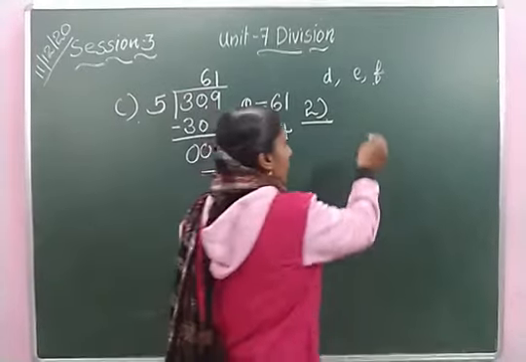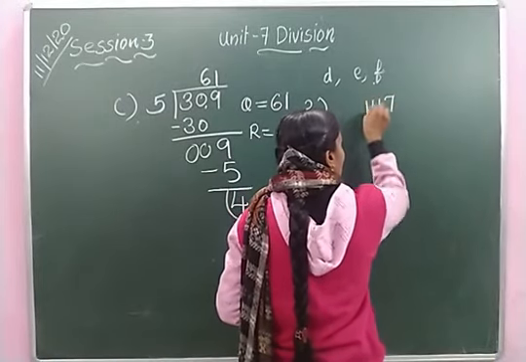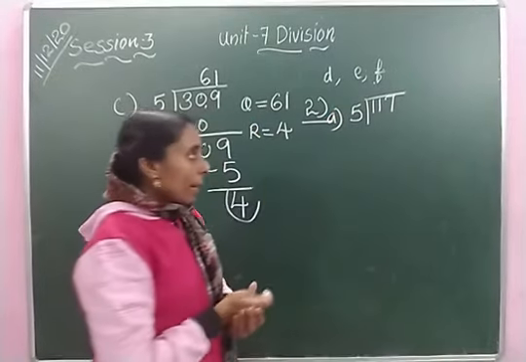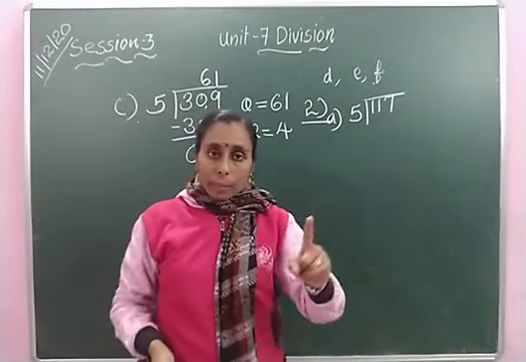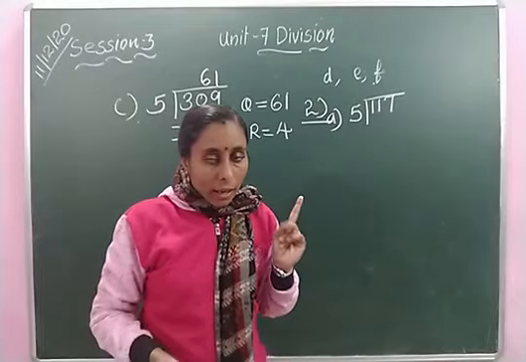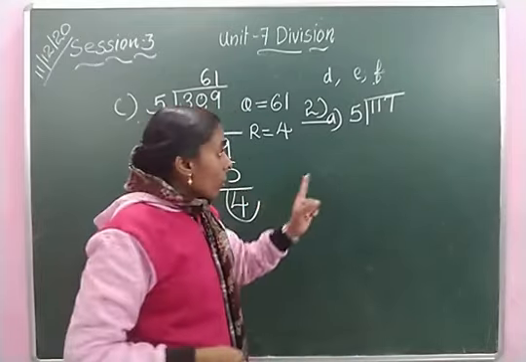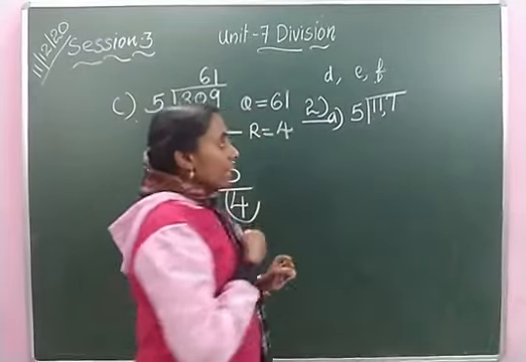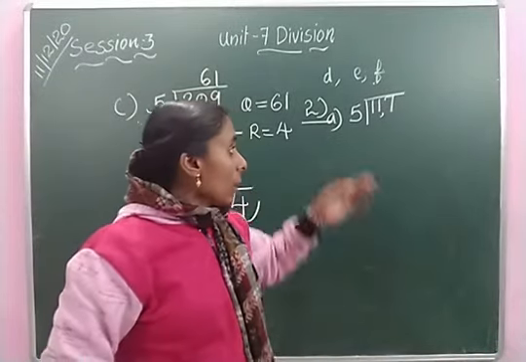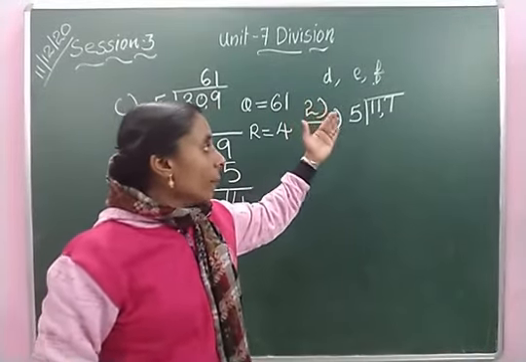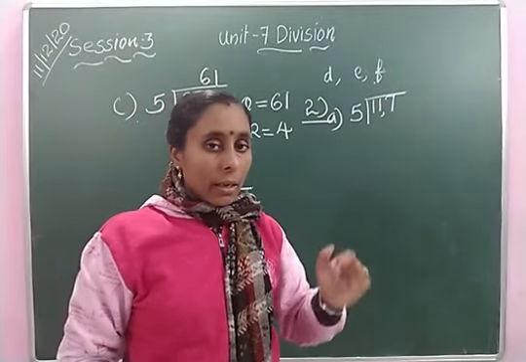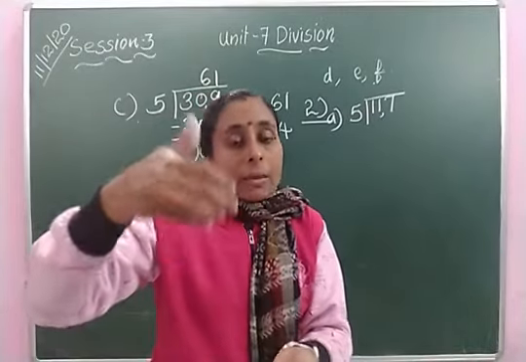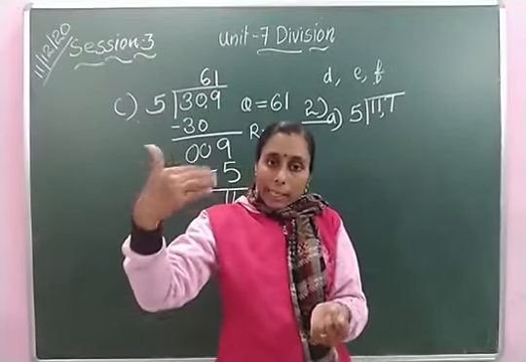First question, 117 divided by 5. Here, first which number? 1. Can you take 1 there? No, we cannot take 1 because 1 is smaller than 5. Then we are supposed to take 11. 11 divided by 5. Or how many 5s can we deduct from 11? Okay. Division means repeated subtraction. How many times can we take 5 from 11?